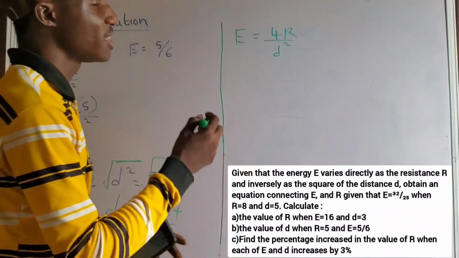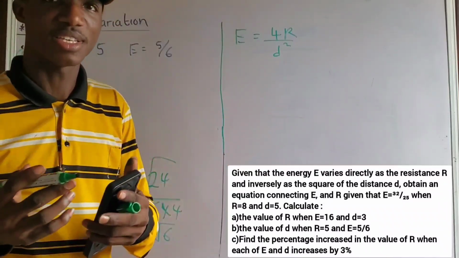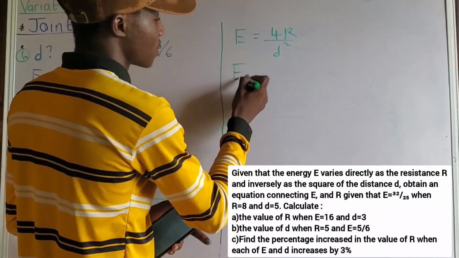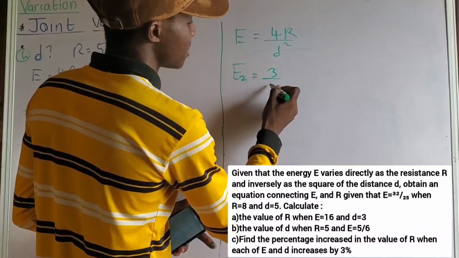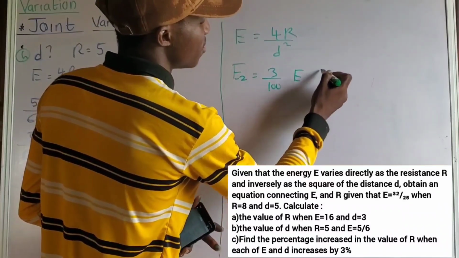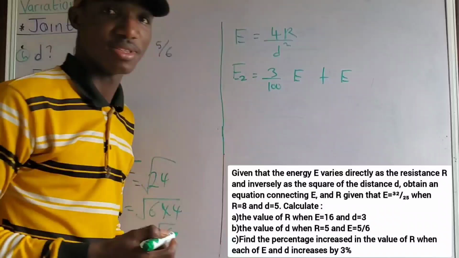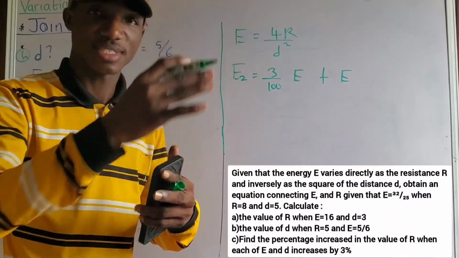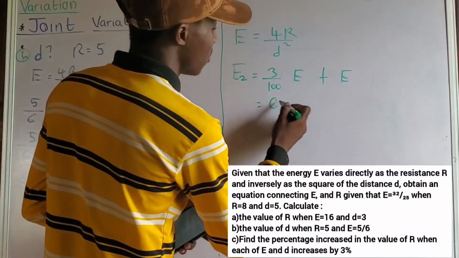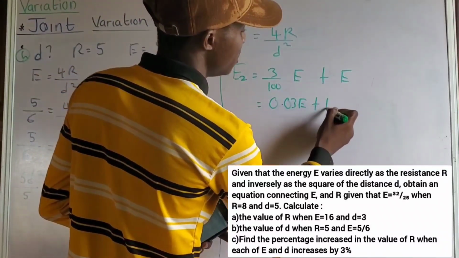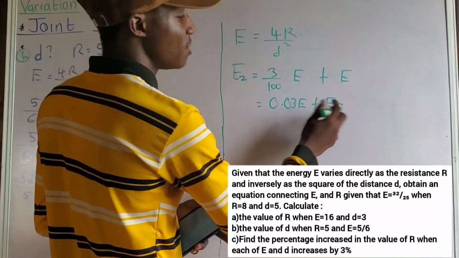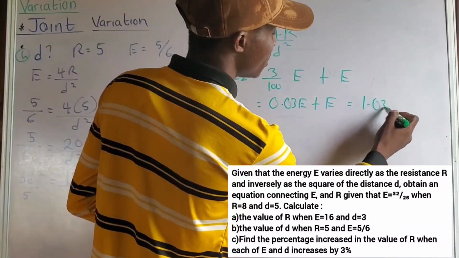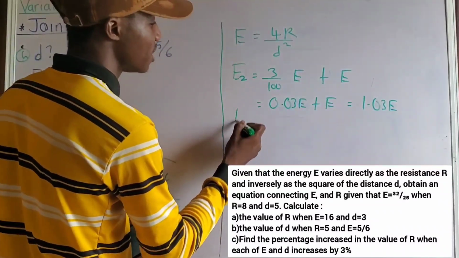Now we are told that E and D increase by what? 30%, right? So 30% increase. 30% means 30 over 100. Are you getting it? So if E increases, E2 will be 30% of E plus E. Are you getting what I'm saying? 30% of the initial value plus the initial value. That is it. So I'm going to have 0.3E plus E. Now 0.3E plus E will give us 1.3E.